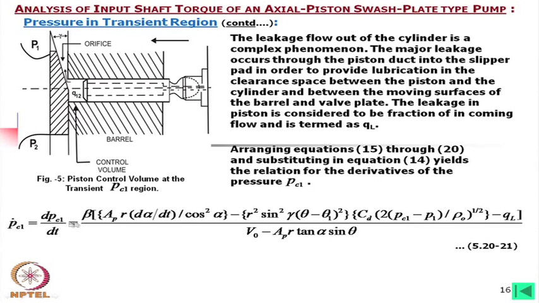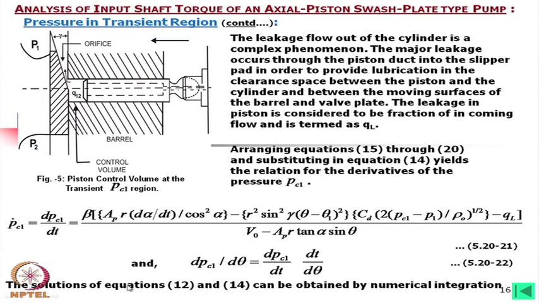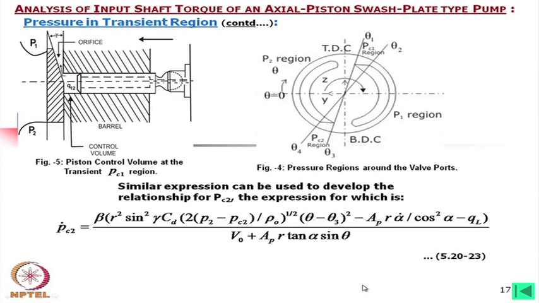Now, if we take the time derivative of PC1, we will find the equation coming in this form. So, this will give us the pressure fluctuation with time at that transition zone, and dPC1 by d theta is simple, you know it. So, equations 12 and 14 can be obtained by numerical integration of the earlier equations. Similarly, for the other side where PC2, we can have this expression in this form.